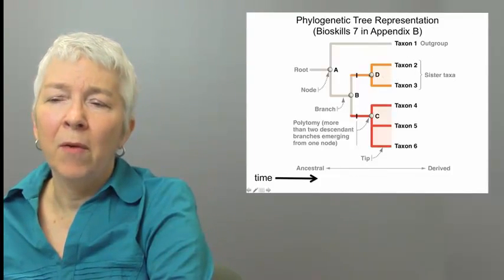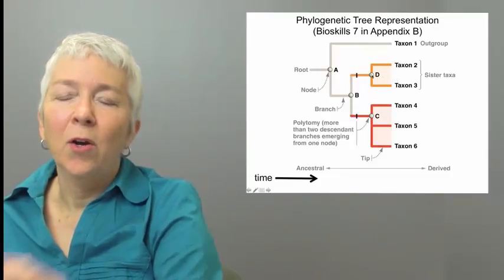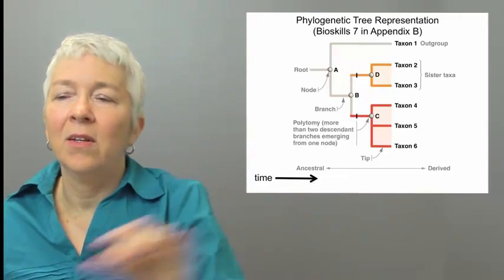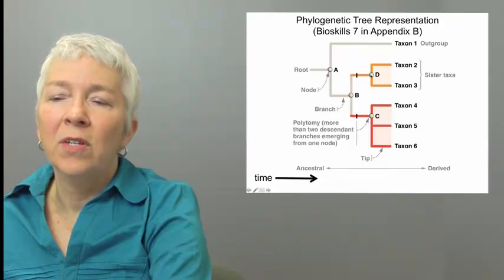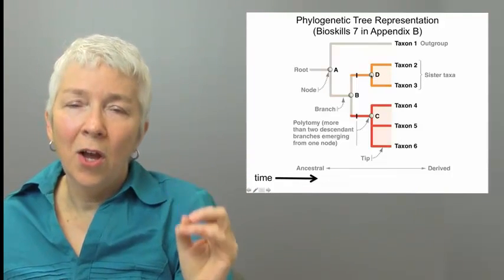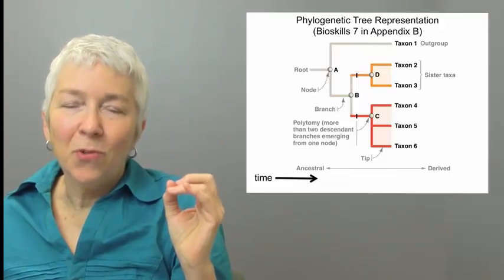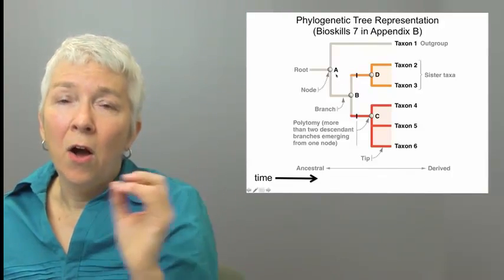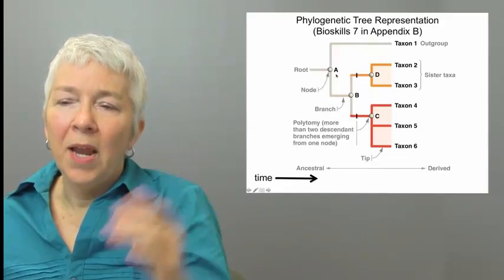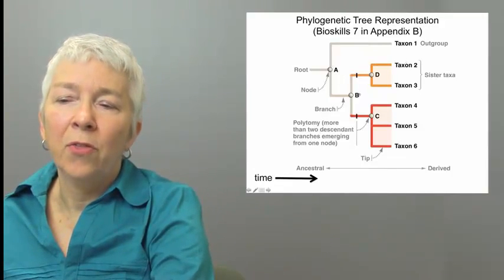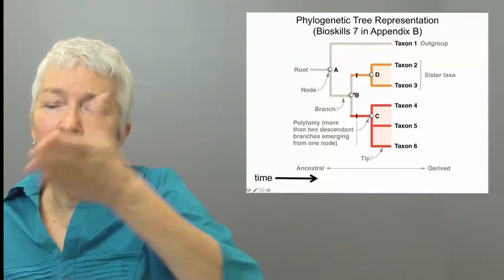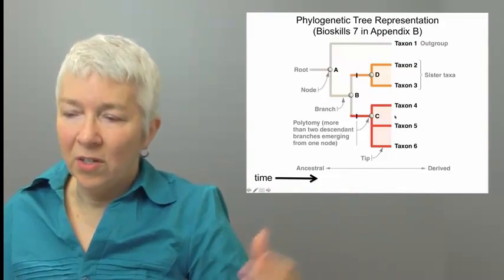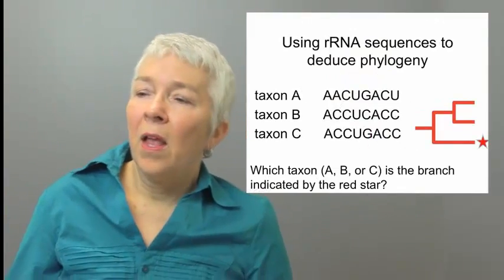Well, if we go back in time, that would be this point D right here, prior to the splitting of the lineages that end up resulting in taxon 2 and taxon 3. So D represents the most recent common ancestor of 2 and 3. Points B and A also represent common ancestors for taxon 2 and 3, but they're not the most recent ones. They go further back in time, and they also include more descendant lineages.